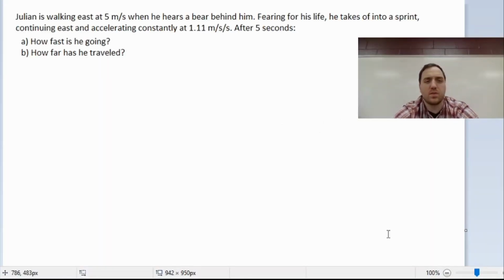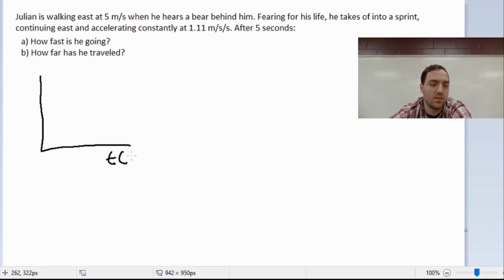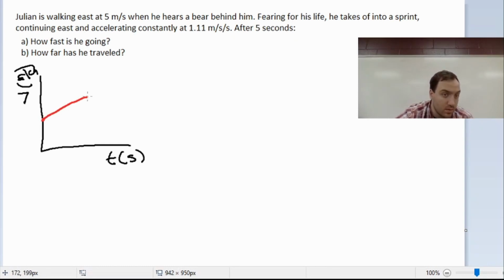Okay, like all these problems, we're going to start by drawing a graph. So just quick, sloppy brushwork. Looks something like this. Time is going to be in seconds. V is going to be in meters per second. Julian, our guinea pig for this problem, is going to start traveling at 5. Well, 5 is not 0, so I'm going to start up here. And then I'm going to continue on speeding up. Up means I'm getting faster to here.